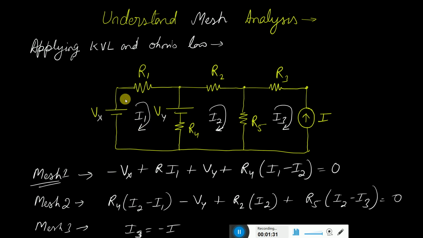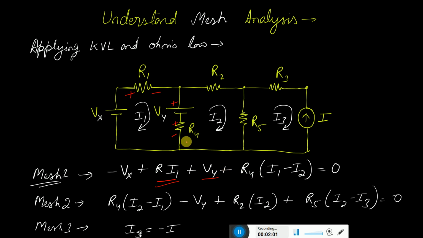When you move in the clockwise direction, first we encounter the minus sign here, so we write minus Vx. Then we encounter R1, and moving clockwise we get the plus sign, so we add plus I1 into R1. Then again we see the plus sign, then plus Vy. Again we see a plus and minus, then plus again.